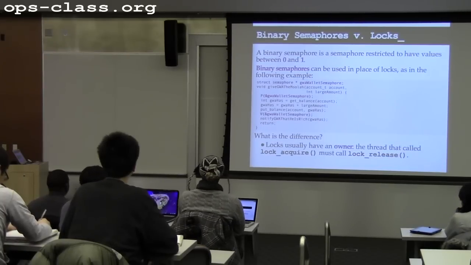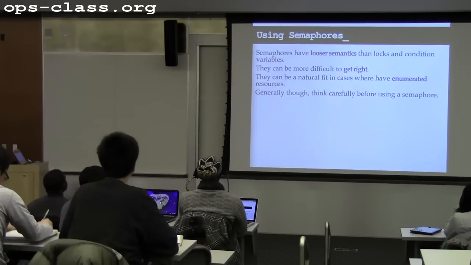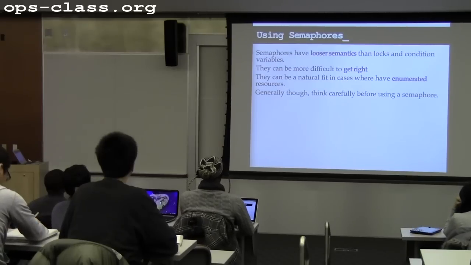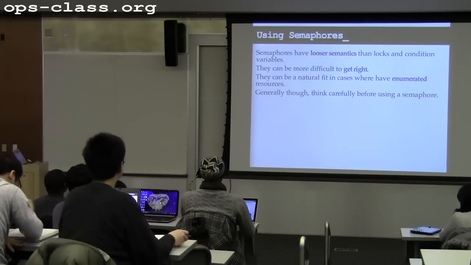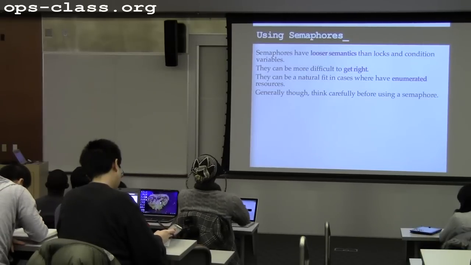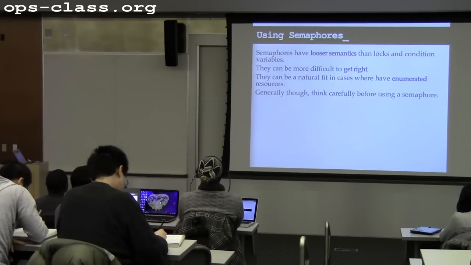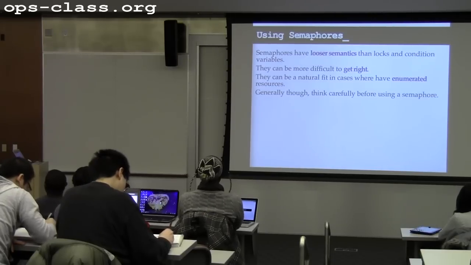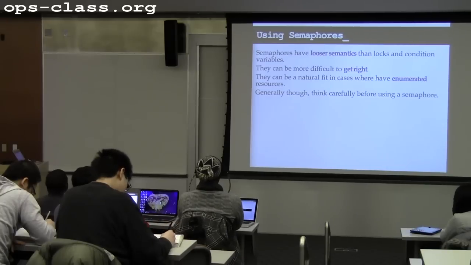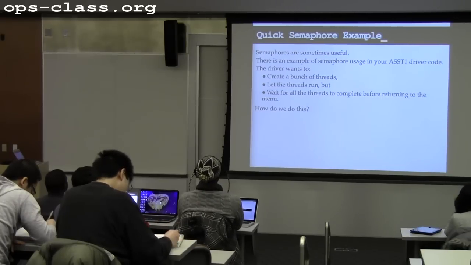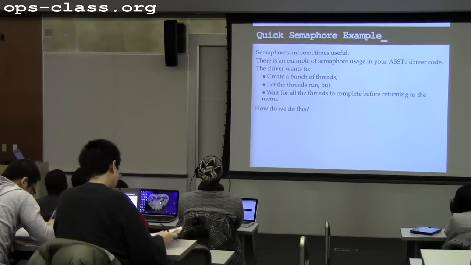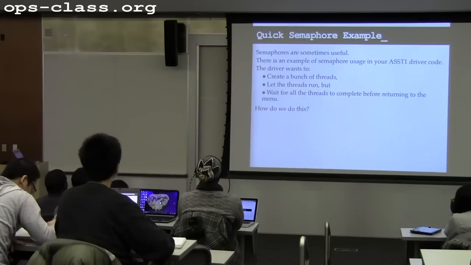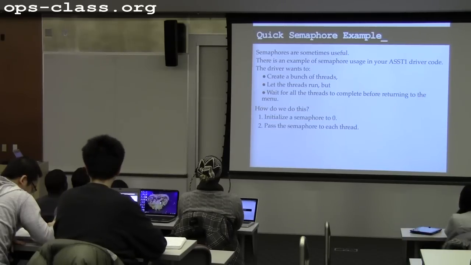Okay. All right. So, again, partly because of the lack of ownership, semaphores have slightly looser semantics than locks and condition variables, which can make them a little bit more challenging to use, right? As I said, most problems in this class don't lend themselves to semaphores, but there are several cases where you might find one that does. Anyway, I'm going to skip this example because this is in your code, but you can see one example of how we use semaphores in the driver code for your synchronization problems.